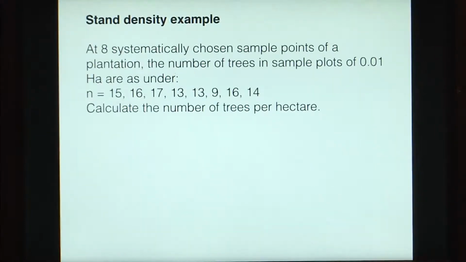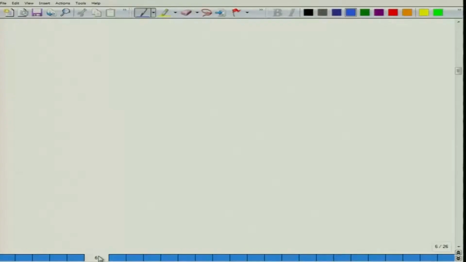So, now to take an example, here we have 8 symmetrically chosen sample points of a plantation, the number of trees in sample plots of 0.01 hectare are as under, and we need to calculate the number of trees per hectare. So, what do we have here? We have 8 sample plots, and in each of the sample plots the number of trees has been counted. The area of each sample plot has been given as 0.01 hectares, and we need to calculate the number of trees per hectare. Number of trees per hectare would give us the number density in the stand. So, how do we solve this problem?